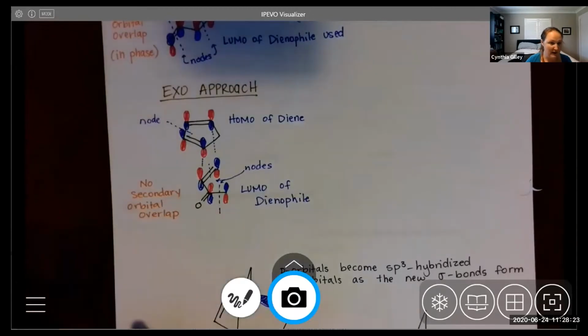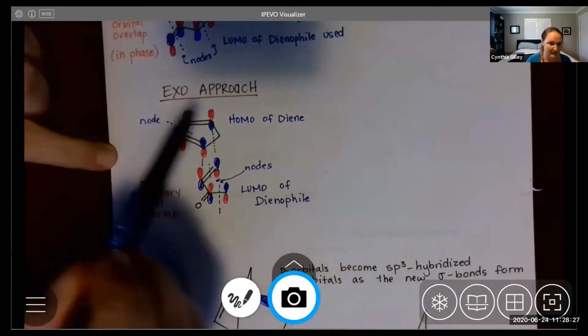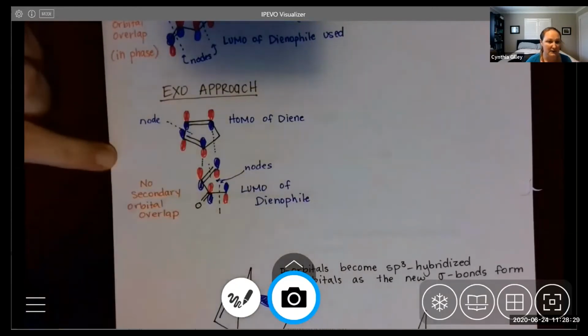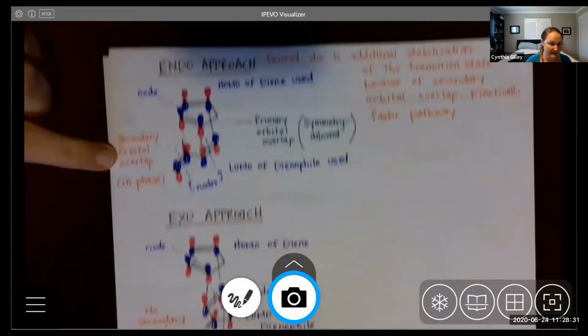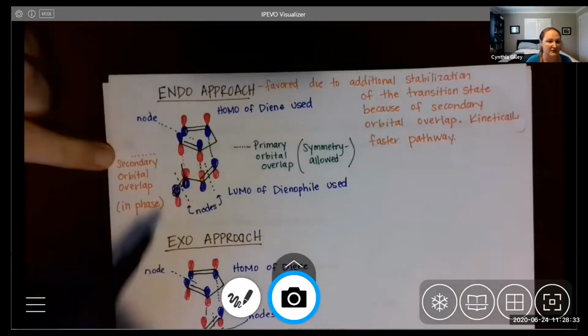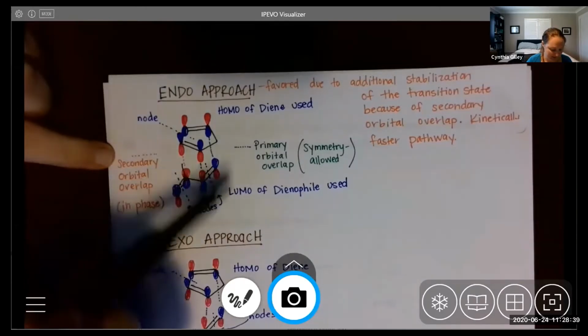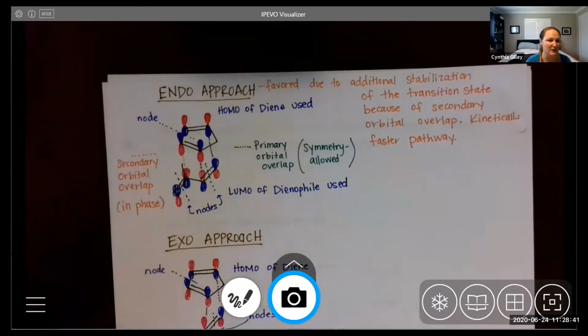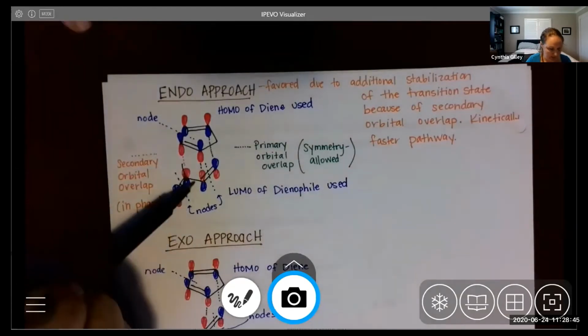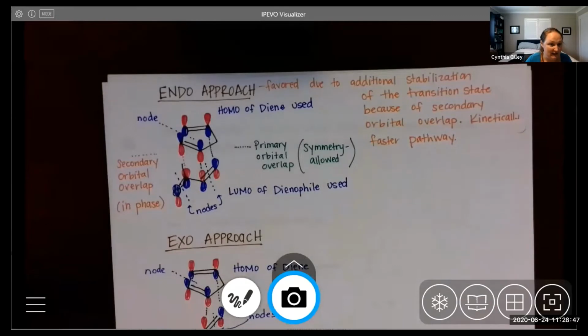So that's why we end up with, by the way, this would lead to the more stable product, right? But this has a lower energy transition state, and the reaction is kinetically controlled. So that's why this is favored. That's why we say the endo rule, which basically talks about the fact that the electron withdrawing group needs to point in, right? And that's going to be a favored approach.